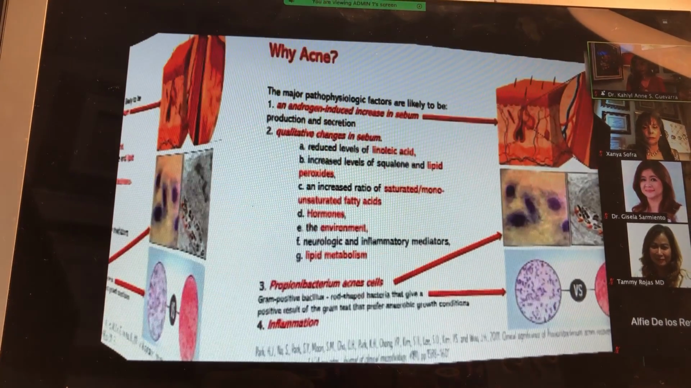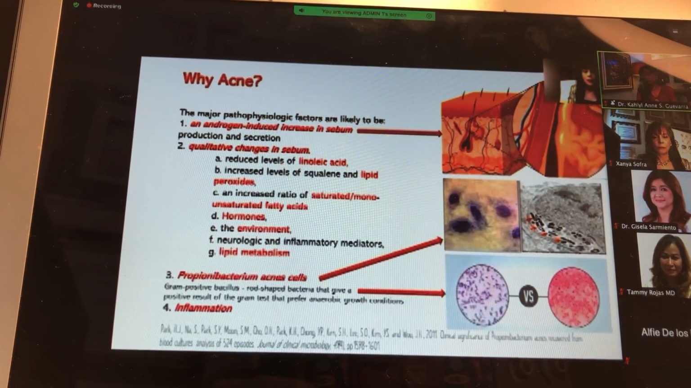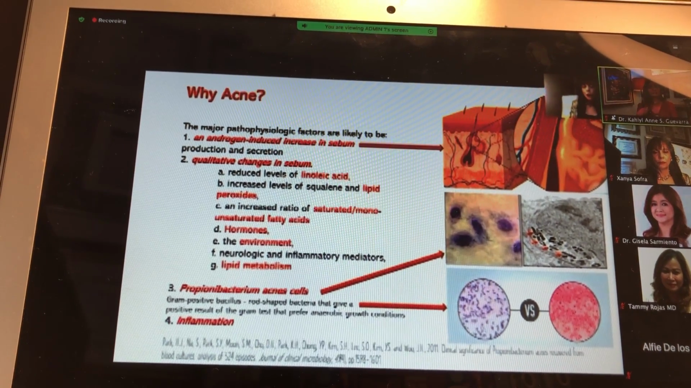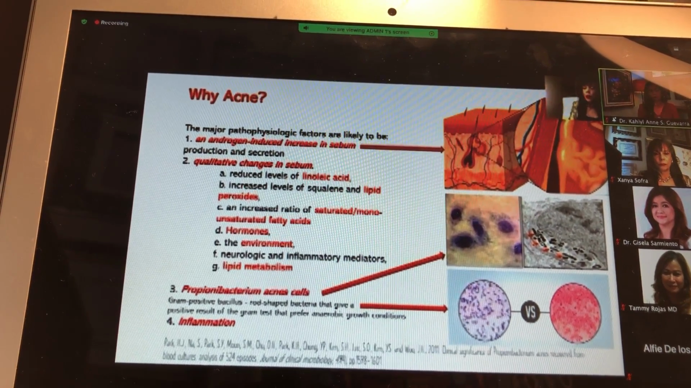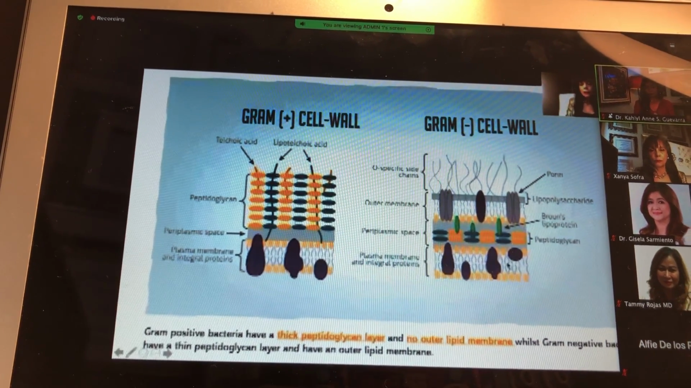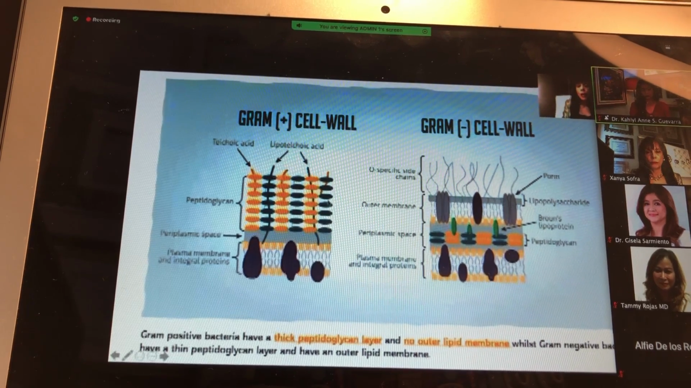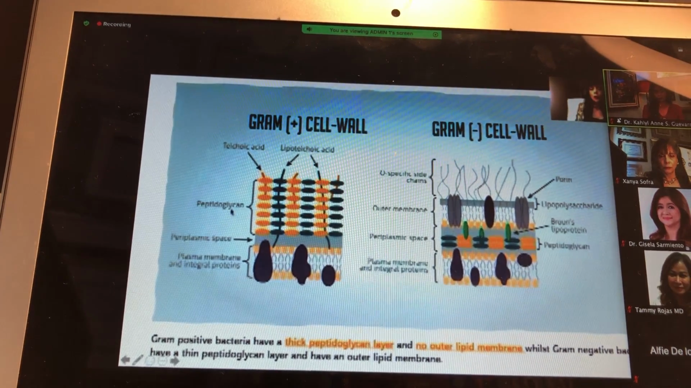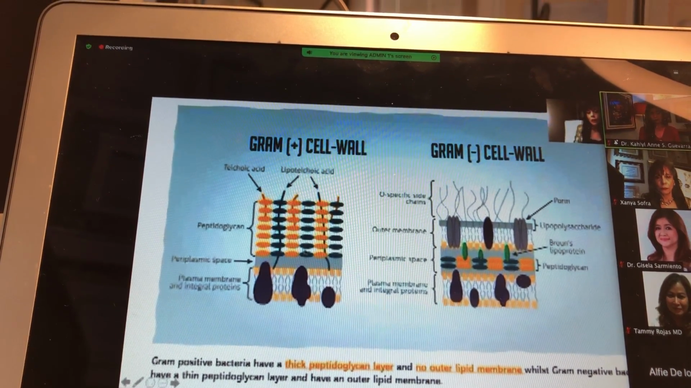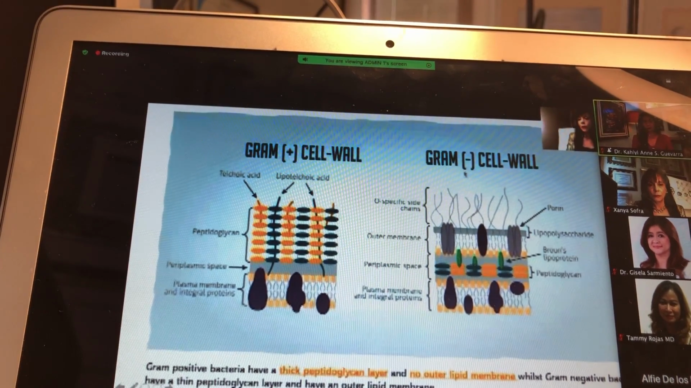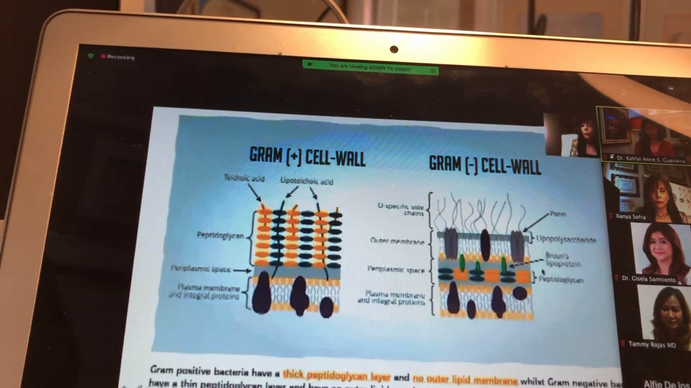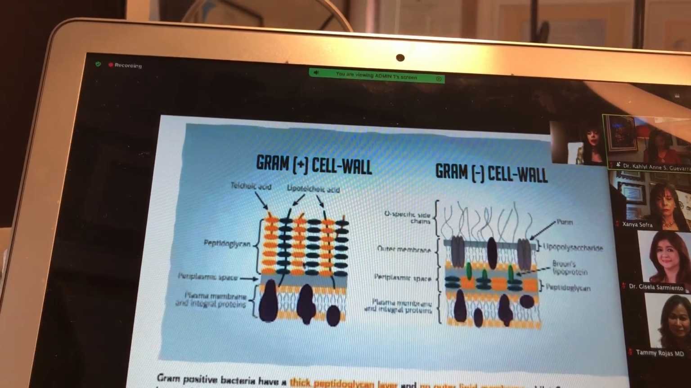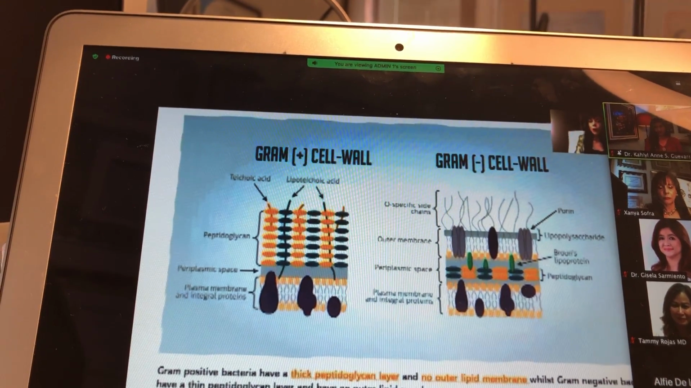Another aspect is the Propionibacterium acnes cells. These are Gram-positive, rod-shaped bacilli that give a positive result on the Gram test and prefer anaerobic growth conditions. Here you see the Gram cell wall. The Gram-positive cell has a very large peptidoglycan layer, as you can see, compared to the Gram-negative cell, where the peptidoglycan layer is very small. So there is a different cell wall structure that gives the Gram-positive result.